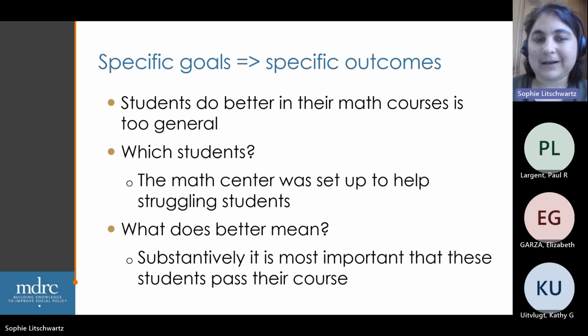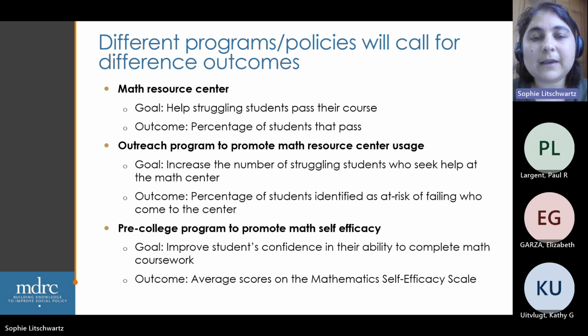So I'm going to think about my center and what my purpose was when setting it up. And really, the goal was to help struggling students. So that's really the students I'm focused on. And here, better really means the goal of the center was to get more students to pass their courses. So it's to help struggling students pass their courses. That's what better is going to mean for me here. And I think the thing you have to understand is there's no generic right outcome. Different programs and policies are going to mean that I want to use different outcomes.